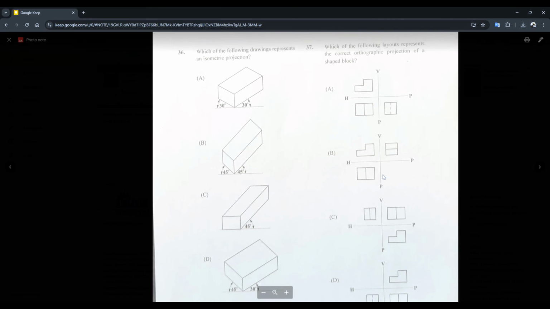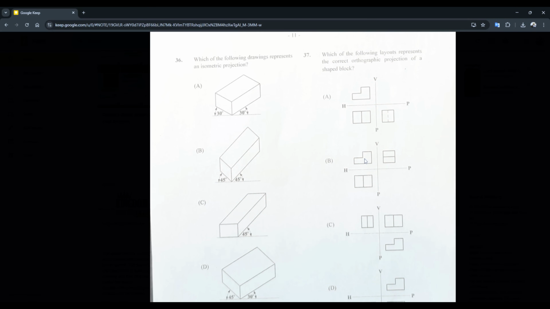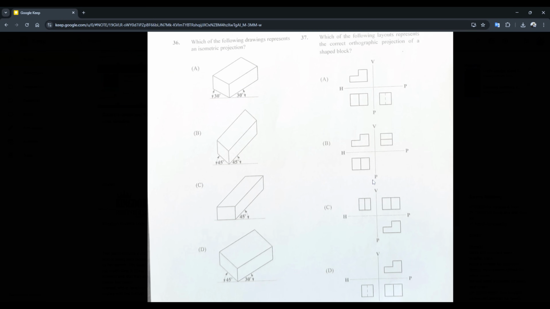Number 37, which of the following layouts represents the correct orthographic projection of a shaped block? The answer here would be B, right? This is your front. It's in first angle projection. Looking from the left, this is your side elevation. This is the plan below the front. So number 37B.